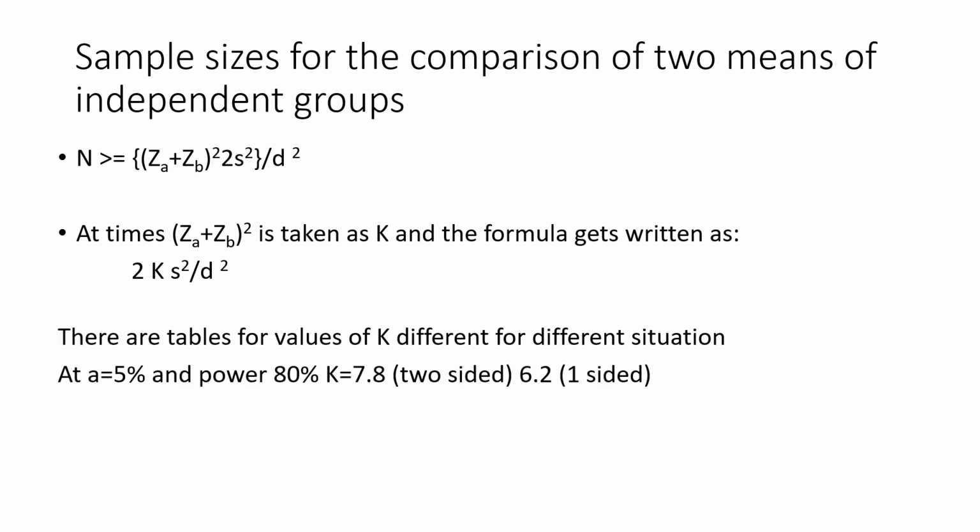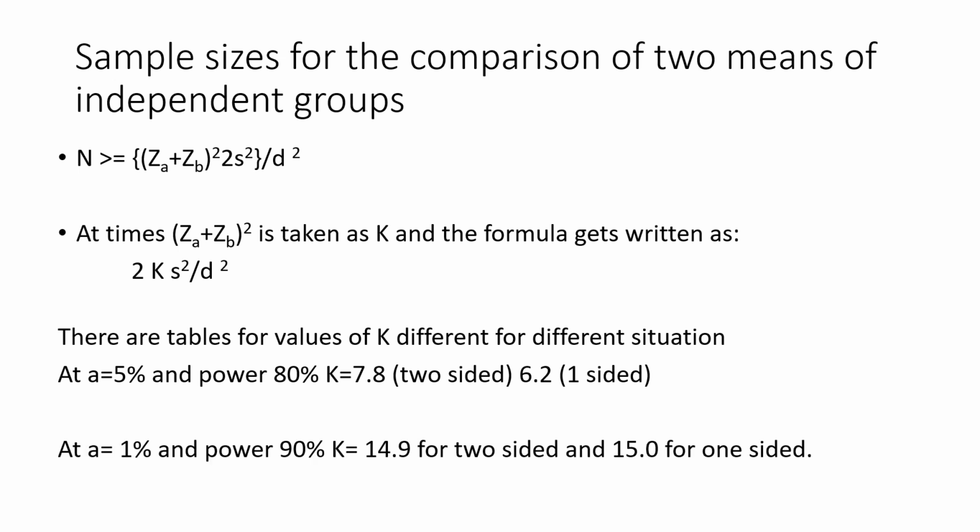Now this k is a calculated value at alpha of 5% and beta of 20%, that is power is 1 minus beta, so 80% power. The k value is 7.8 for two-sided, whereas it is 6.2 for one-sided. At 1% type 1 error, that is alpha, with 99% confidence level and power of 90%, the k value is 14.9 for two-sided and 15 for one-sided.